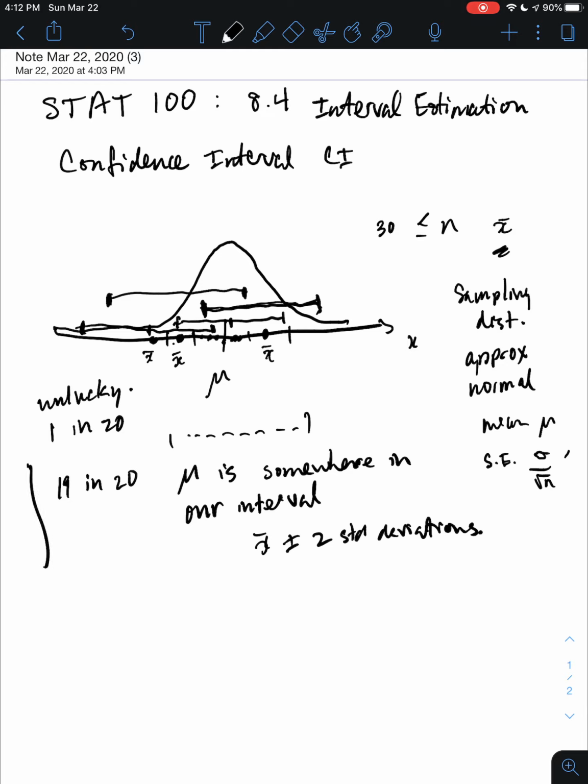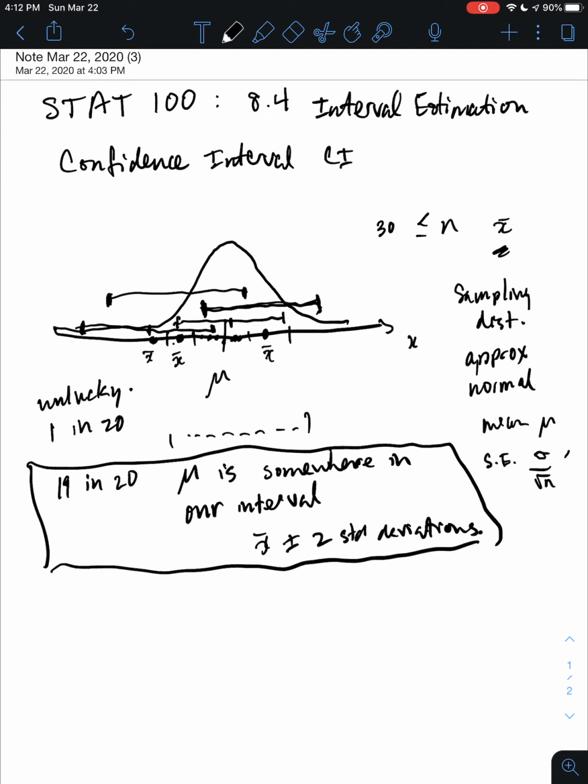Okay, and so that is exactly what we mean by a confidence interval. When we say this, we give an interval. Here's the interval right here. And then we can say we are 95% confident that mu is somewhere in our interval. And that is another way of talking about or of inferring information about mu.